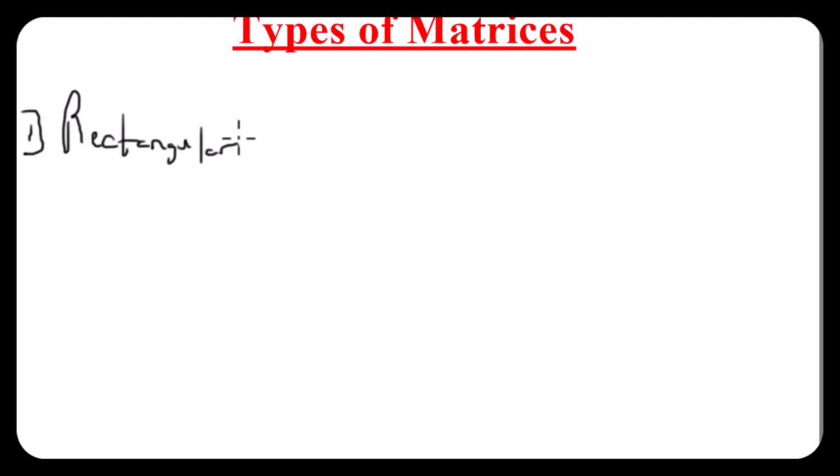Rectangular matrix. And what does it mean? So this is simply a type of matrix where the order is not the same. That is, the number of rows is not equal to the number of columns. Remember, in the earlier video where we talked about the order of a matrix, we know the amount of rows we have, we know the amount of columns that we have. So once the number of rows is not equal to the number of columns, then such a type of matrix is a rectangular matrix.